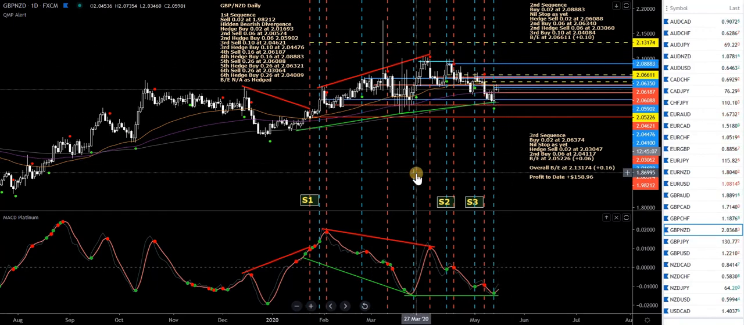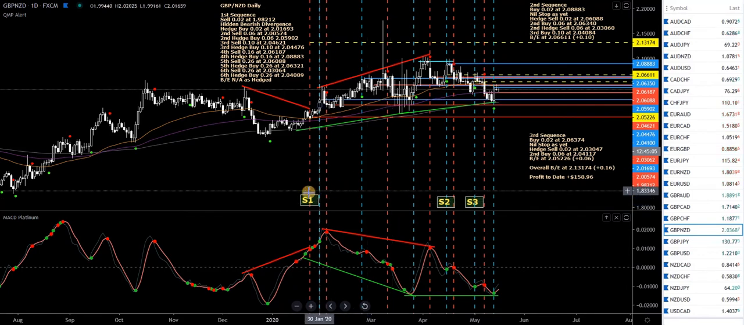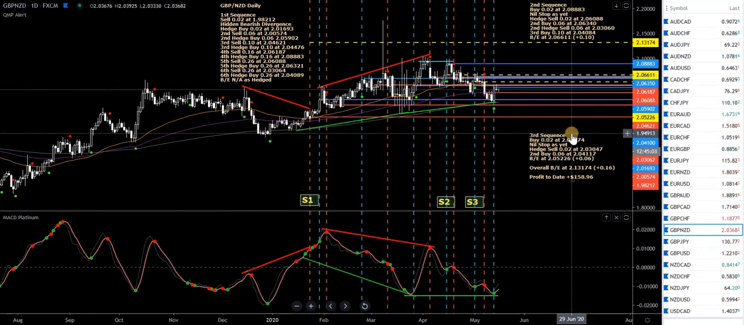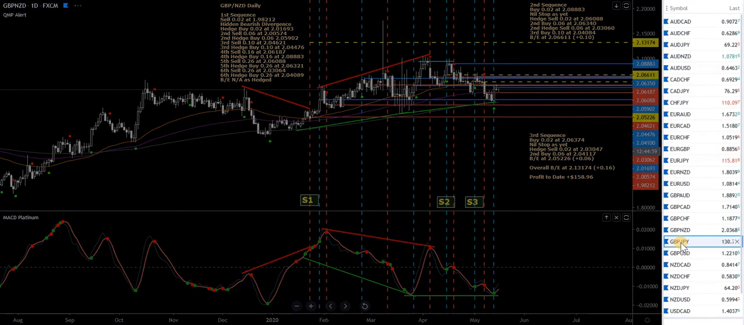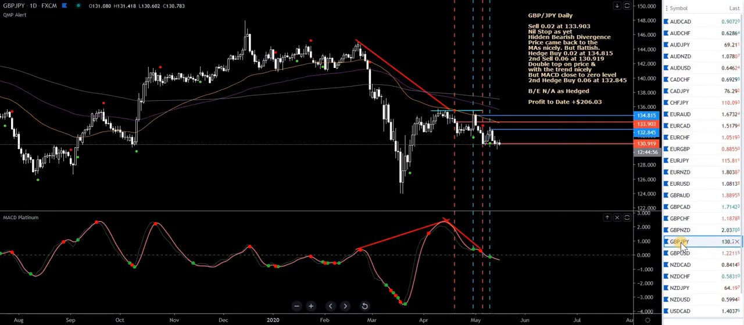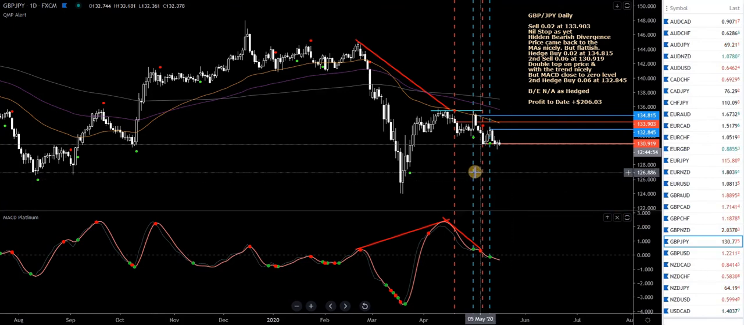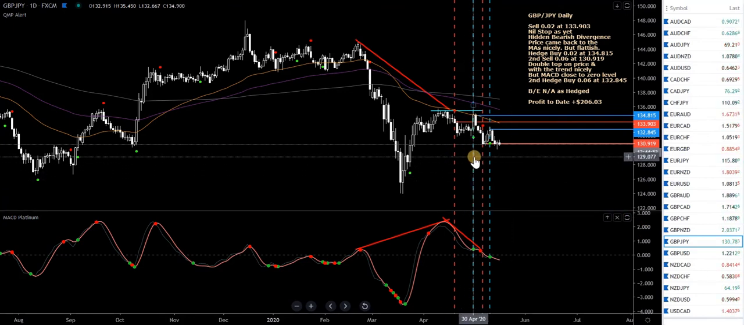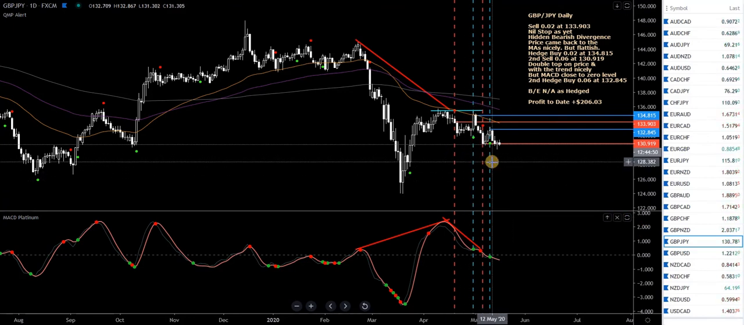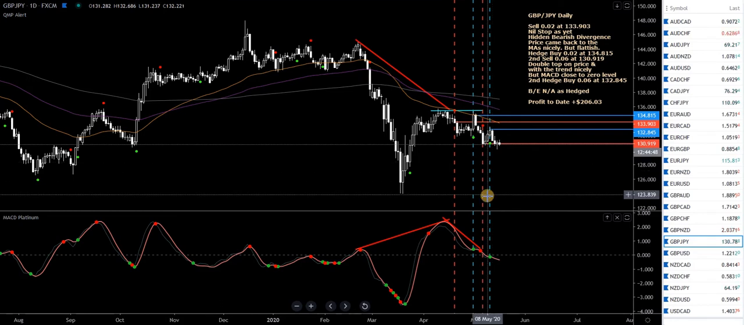It's very messy, I know. It's an ugly chart, lots of lines, I get that. But there is a method to my madness. There is a plan there, and the pound New Zealand is doing my head in. Pound yen: sell, hedge buy, second sell, second hedge buy.